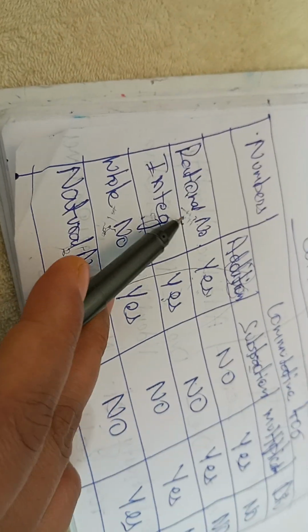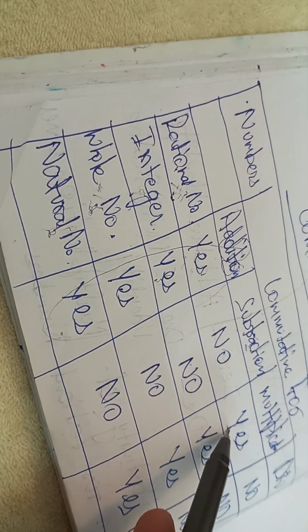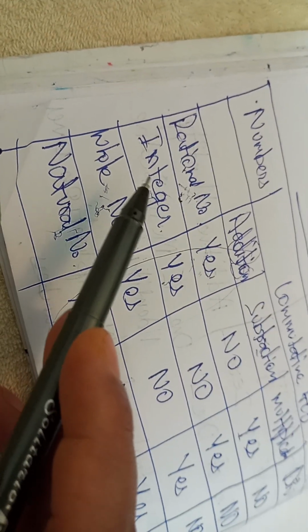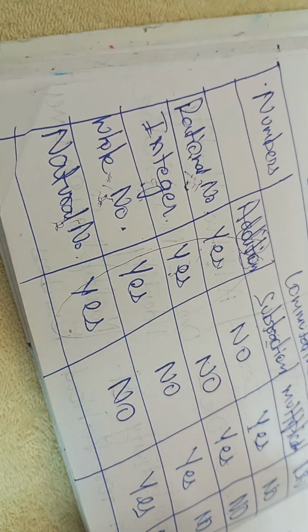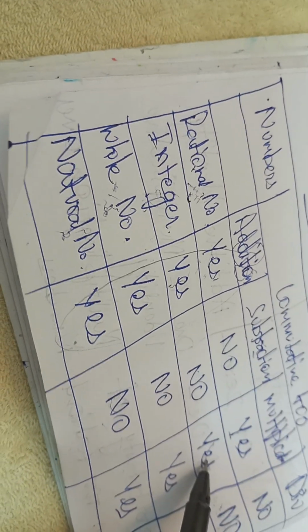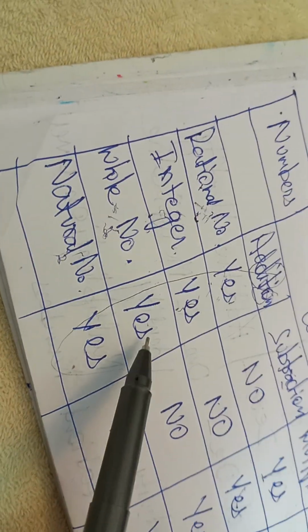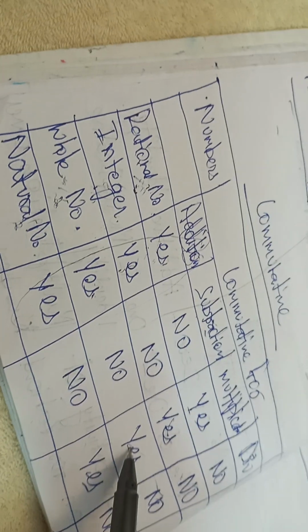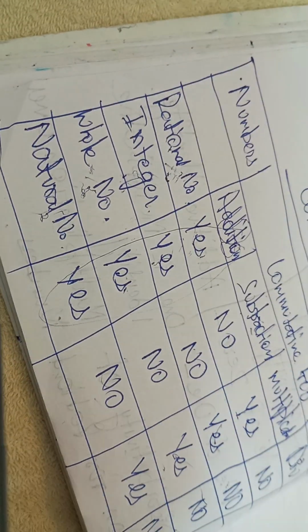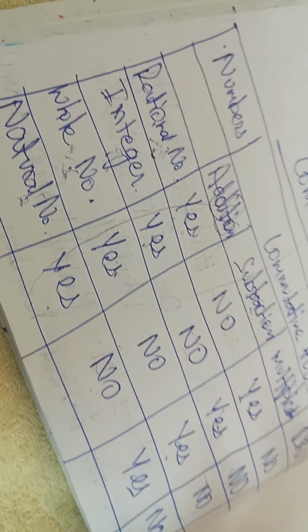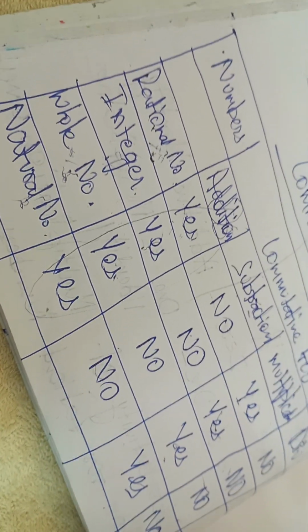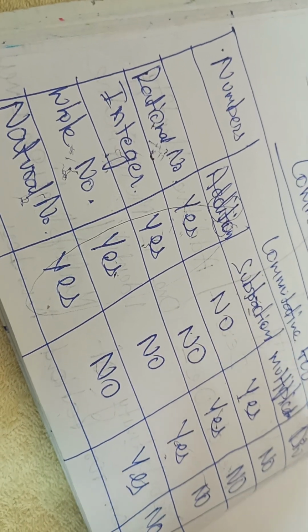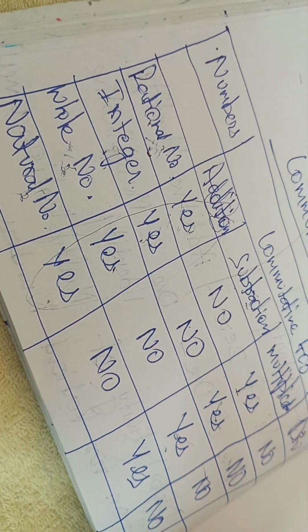Whenever we multiply two numbers, be it rational numbers, yes, it is commutative. We can change the order and still get the same result. Integers, yes, we can change the order and still get the same result. Whole numbers, yes. For natural numbers, yes, same. So for addition and for multiplication, all the numbers are commutative. We can change the order and get the same result.